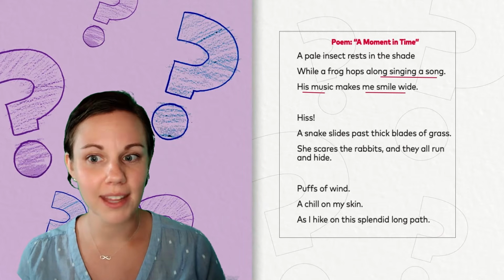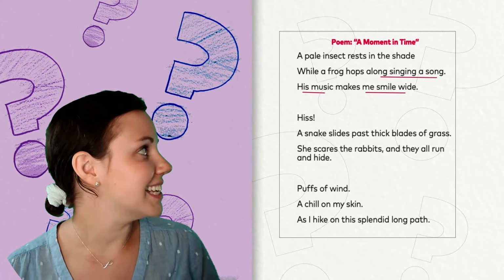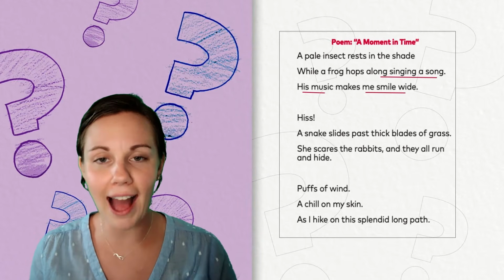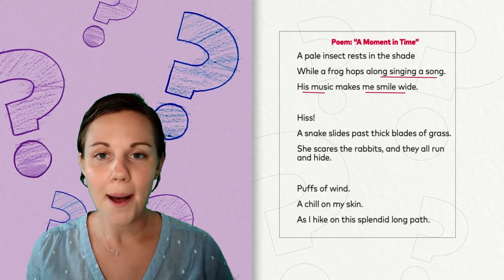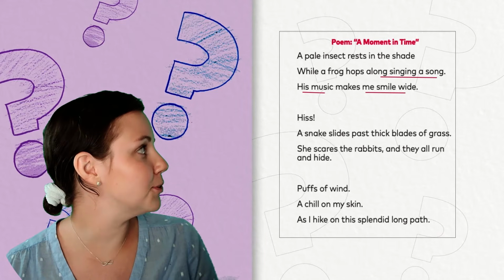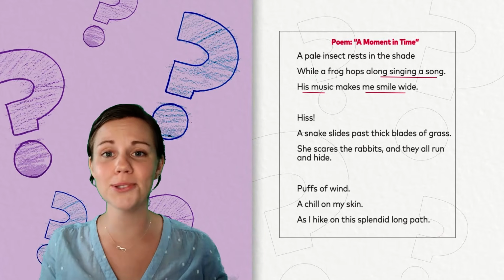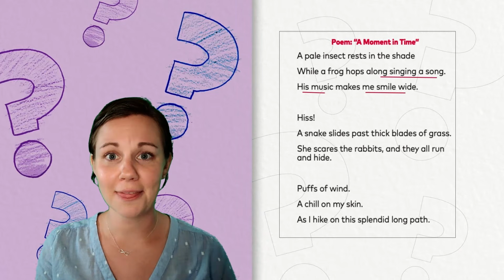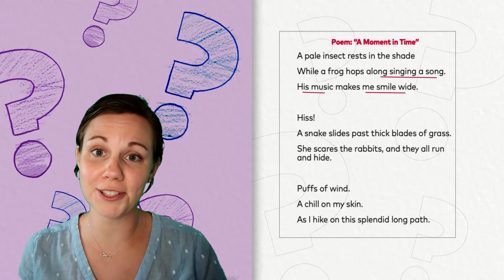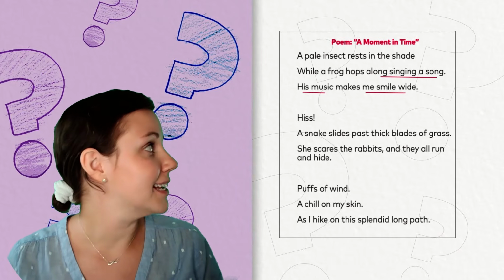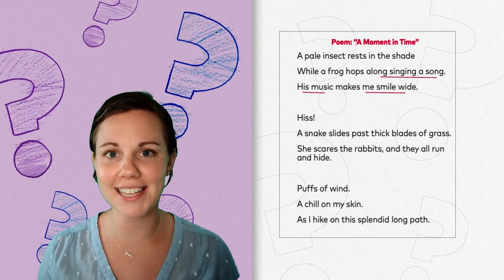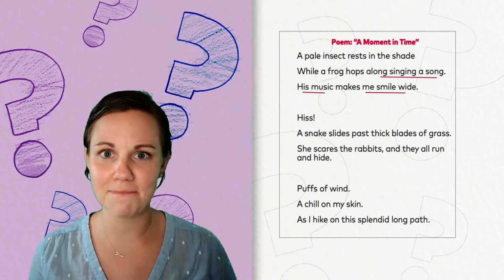Look right there. It says, singing a song. Usually when I'm singing a song, I feel happy. My second clue says, his music. Again, music usually makes me feel good. This part of the poem feels happy to me. And our final clue says, smile wide. I know when I smile wide, it's because I feel happy.